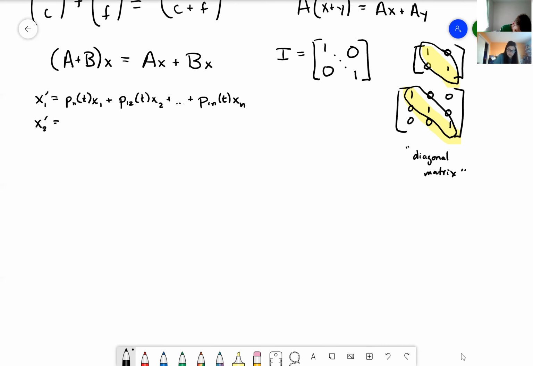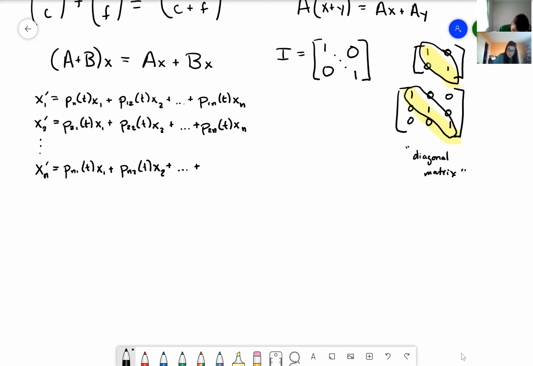Then we have x2 prime equals p21 of t, x1 plus p22 of t, x2 plus dot dot dot plus p2n of t, xn. And this continues all the way down to our nth variable. Its derivative, we're taking the variables to be functions, pn1 of t, x1 plus pn2 of t, x2 plus dot dot dot plus pnn of t, xn. Now this would be the homogeneous version.